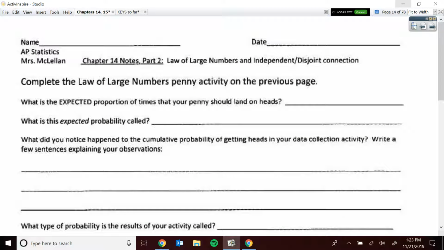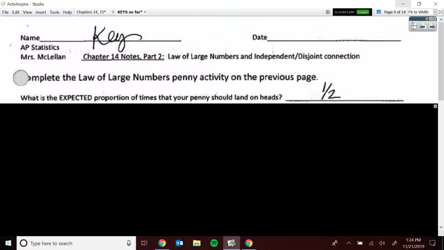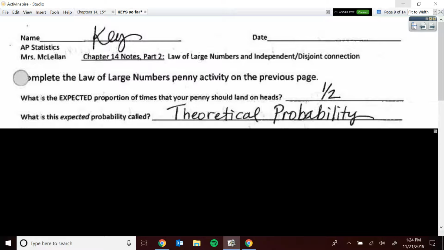On your notes on the next page, the first part we have already done. You completed that law of large numbers. Now let's talk about what's happening here. We expected the proportion of times that your penny should land on heads to be what? 1/2. What is that expected called? Like what should happen? That is theoretical probability. This is a vocabulary term you need to know: theoretically is what should be happening, what you expect to happen. Okay?